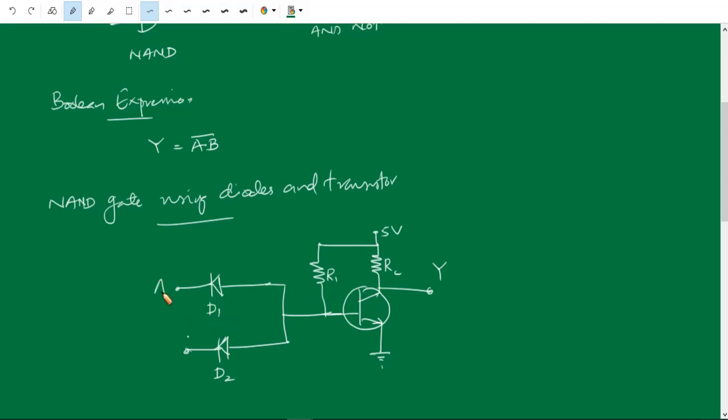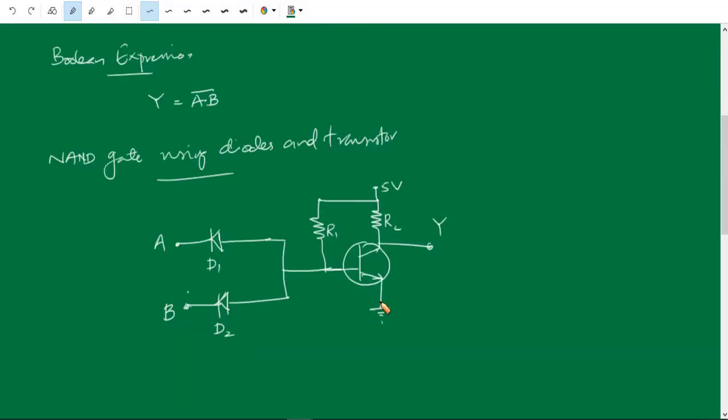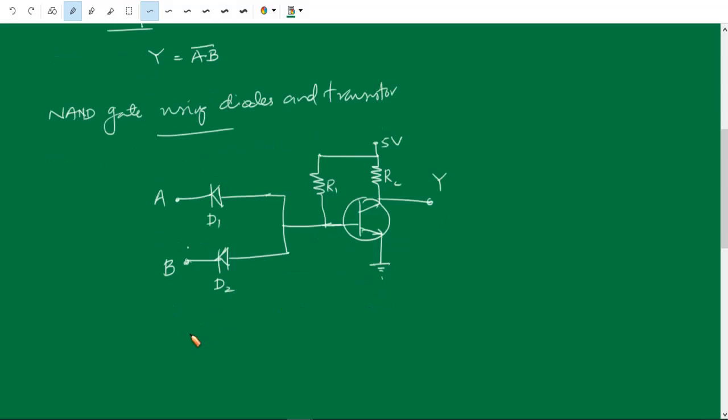So this is input A and input B. The n sides of D1 and D2 respectively are the inputs. The collector of the transistor is the output of the NAND gate. Now let us see how the NAND gate works. When the voltage 0 0 is given. So first, before that, we want to discuss the truth table.